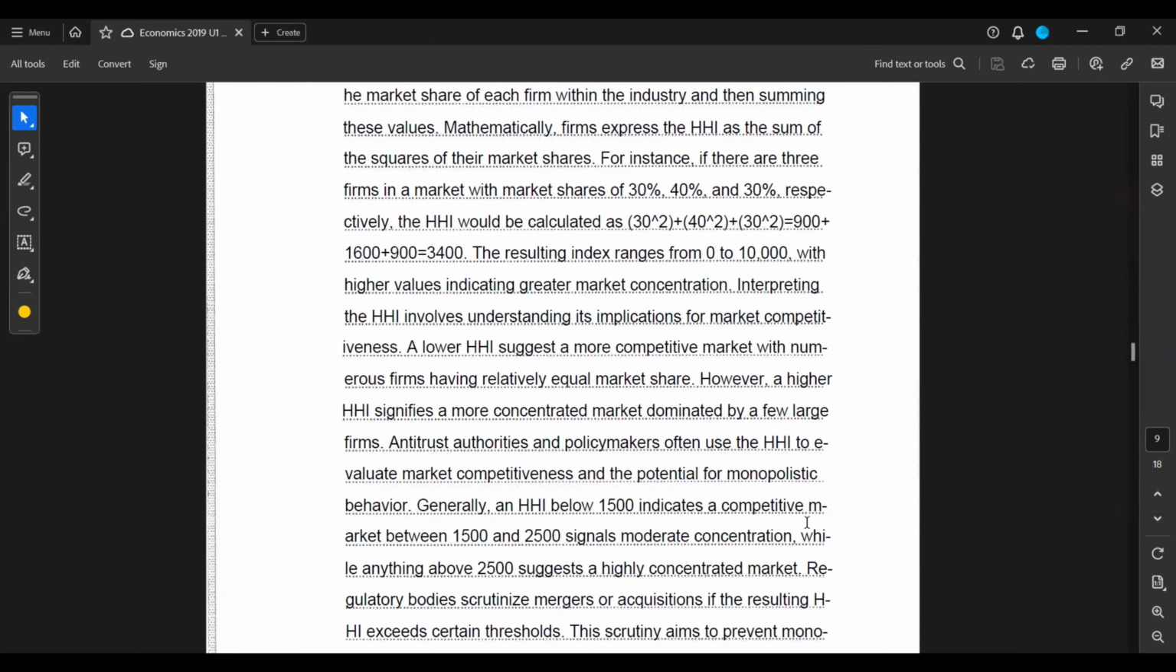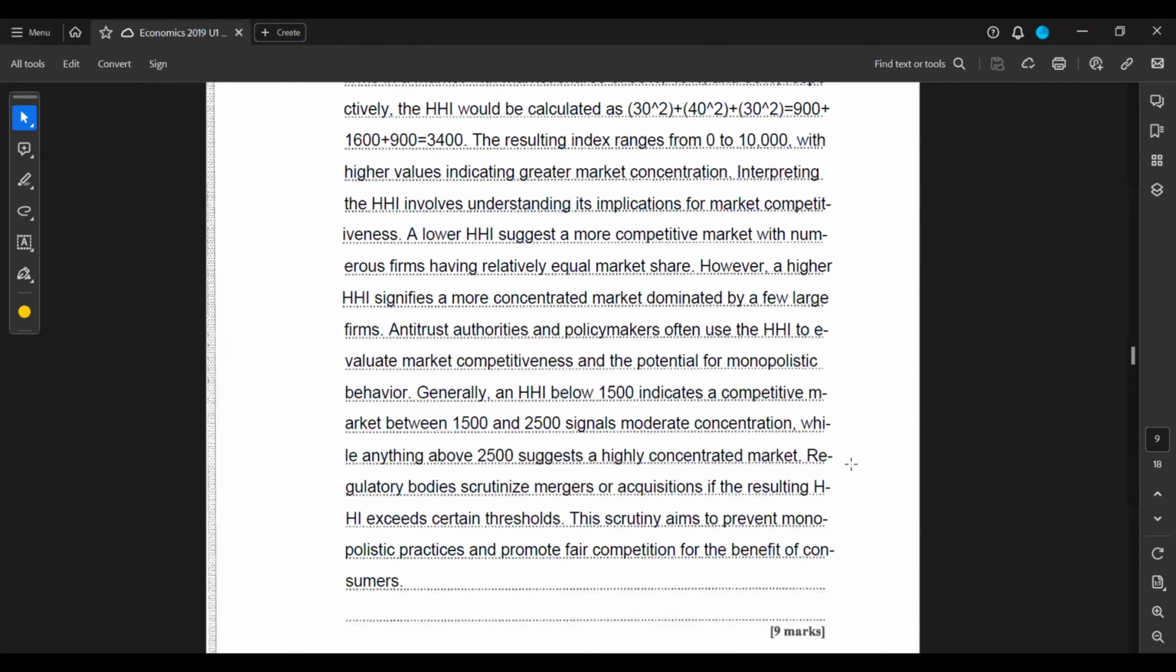Interpreting the HHI involves understanding its implications for market competitiveness. A lower HHI suggests a more competitive market with numerous firms having relatively equal market share, whereas a higher HHI signifies a more concentrated market dominated by a few large firms. Antitrust authorities and policymakers often use the HHI to evaluate market competitiveness and the potential for monopolistic behavior.